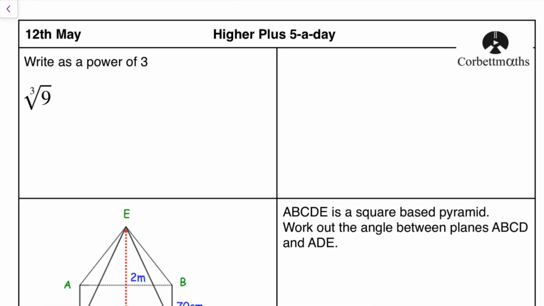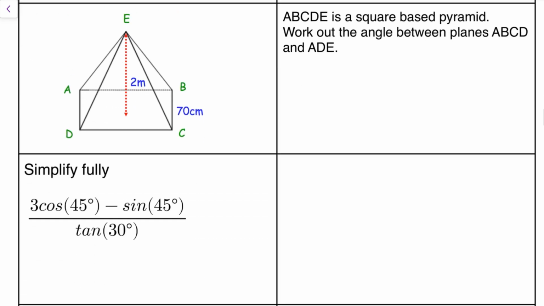Write as a power of 3. Okay, after yesterday's very difficult day, we're at least starting slightly easier, aren't we? So 9 is 3 squared, and I'm cubing that, which is the same as doing to the power of a third. Expand the brackets, and that gives me 3 to the 2 over 3. Written as a power of 3, I've done that. First question done. Next question.